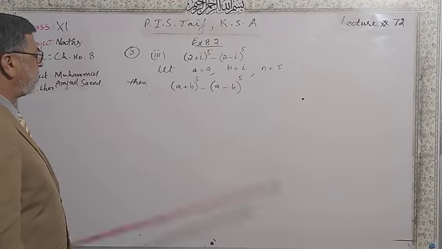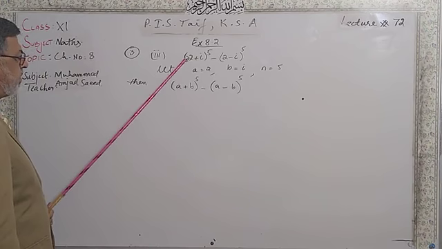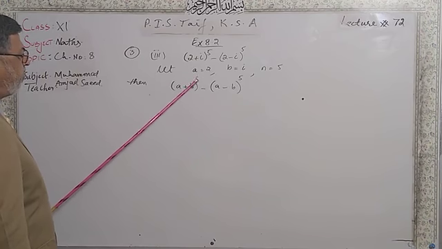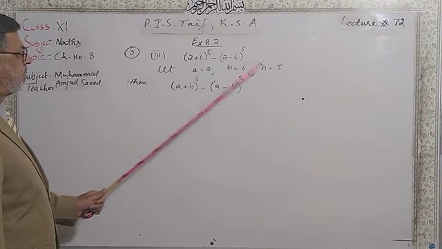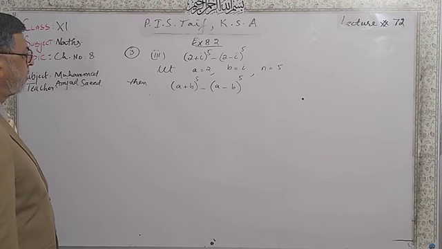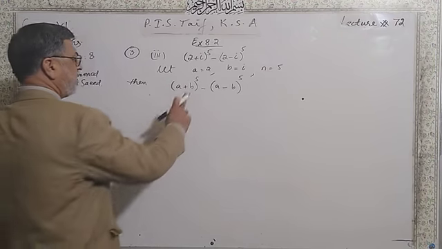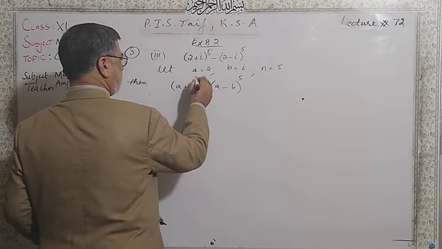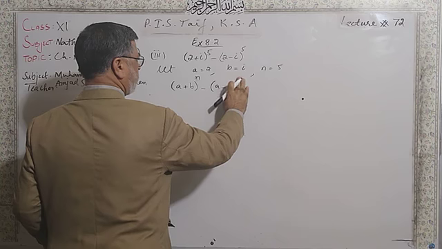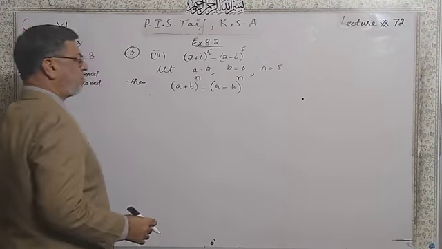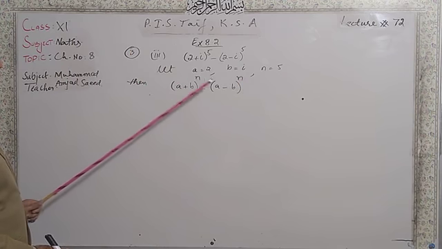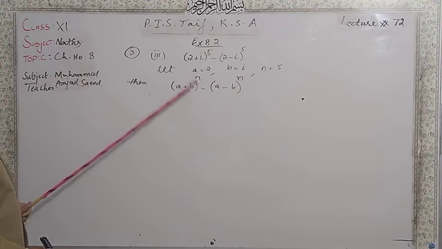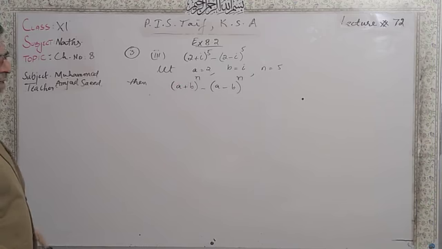I have used a instead of 2 and b instead of iota, and power n is equal to 5. So here is power n, and this will also be power n. First of all, I will solve them in general, then we will use the values of a, b and n.